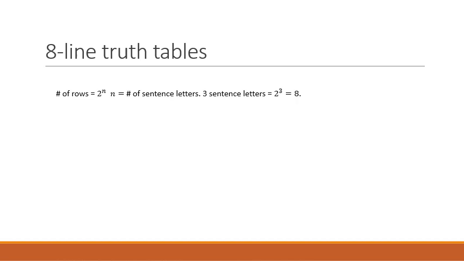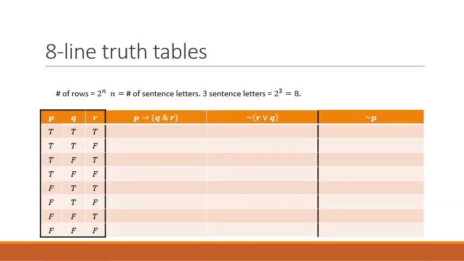So for our purposes, though, we're not going to go higher than 3 sentence letters. So no more than an 8-line truth table. What I'm going to show you here is first of all how to set up the truth table to make sure that you get all 8 possible combinations. If you look here on the left, you'll see that there's an algorithm that's going on for getting all 8 possible combinations.